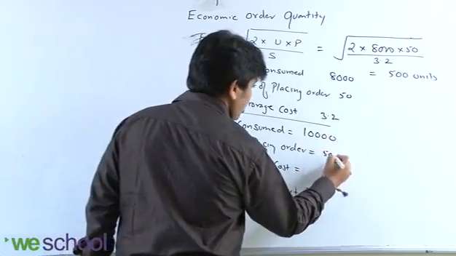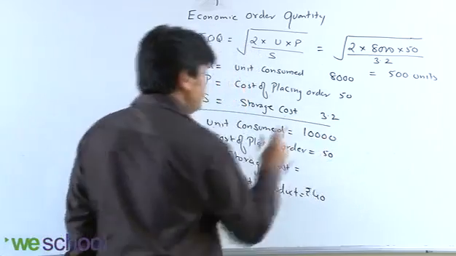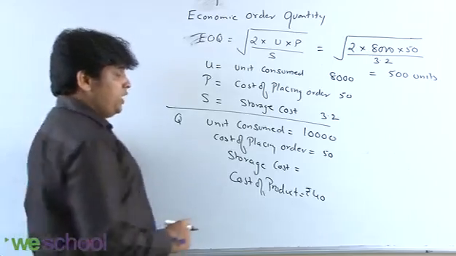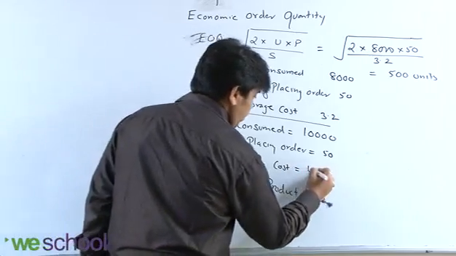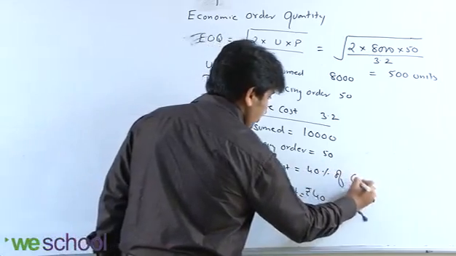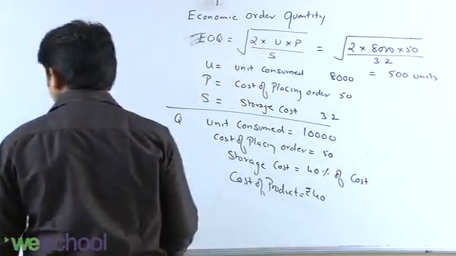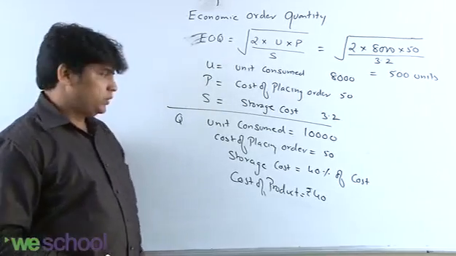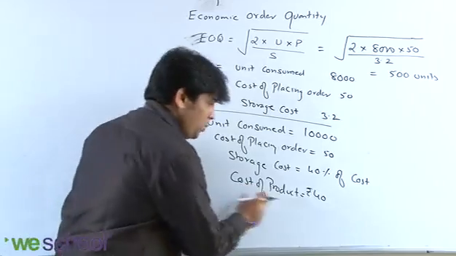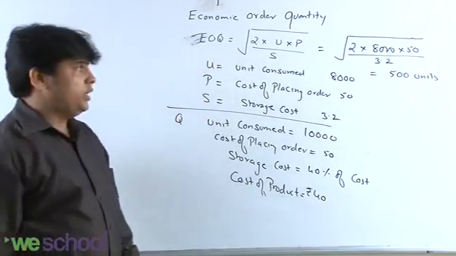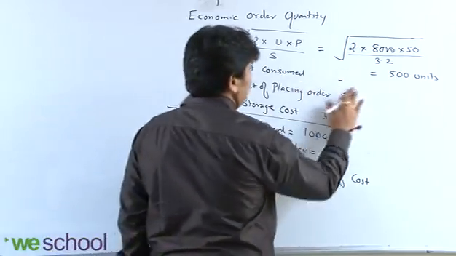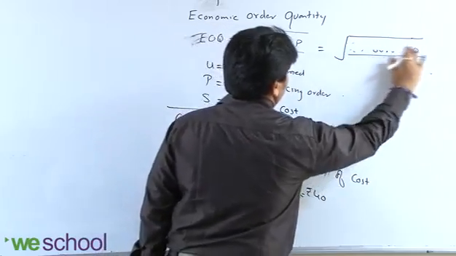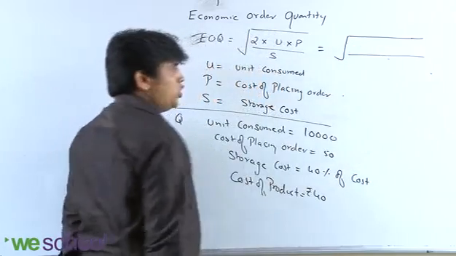Cost of placing the order is rupees 50. Storage cost is 40% of cost. Right? And cost of product is 40. Now, accordingly, please help me in finding the EOQ.